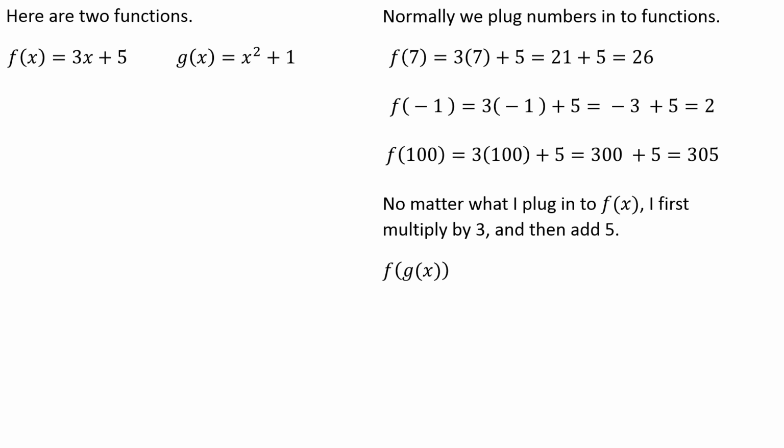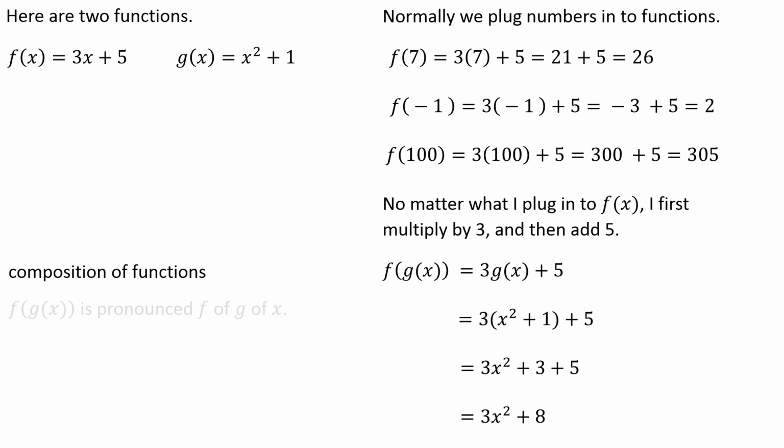So what if we take the function g of x and plug that in? Well, anything I plug in, I've got to multiply by 3. So I'll have to do 3 times g of x. After I do that, I can add 5. Of course, g of x is x squared plus 1. Multiply with the distributive property. Combine like terms. There it is, 3x squared plus 8.